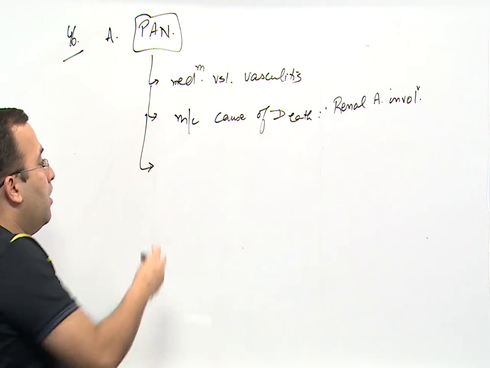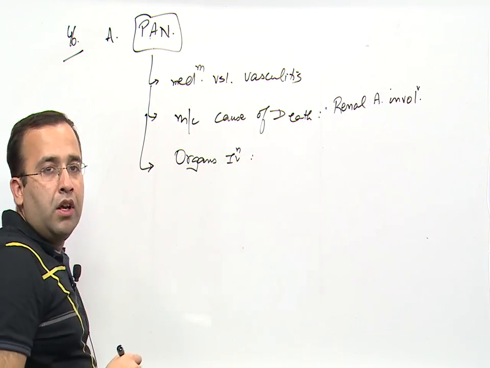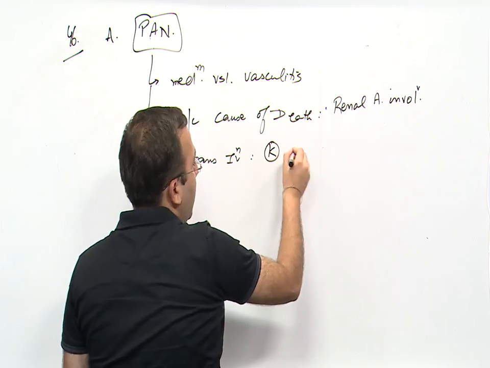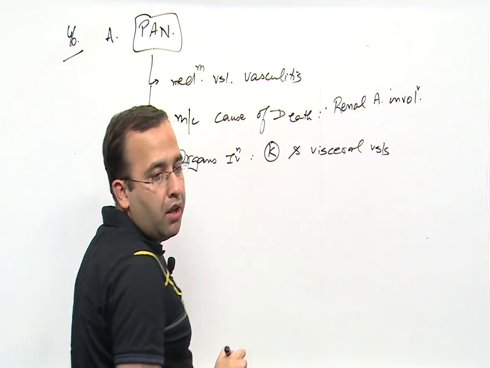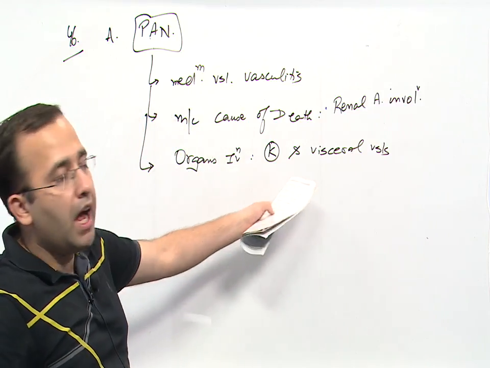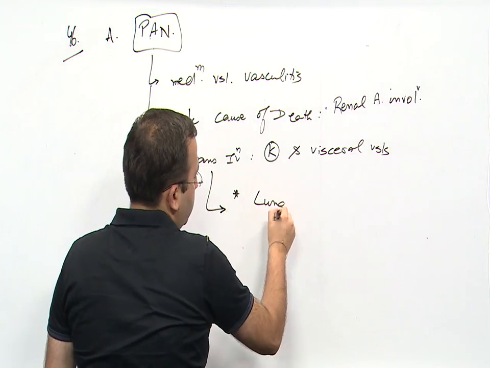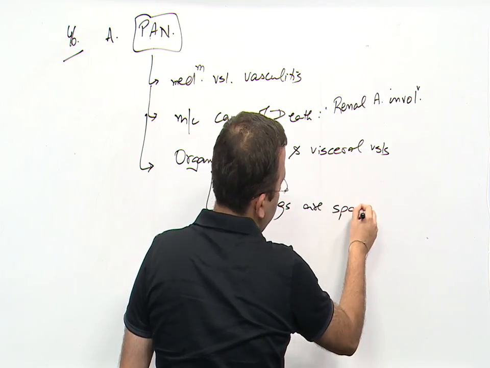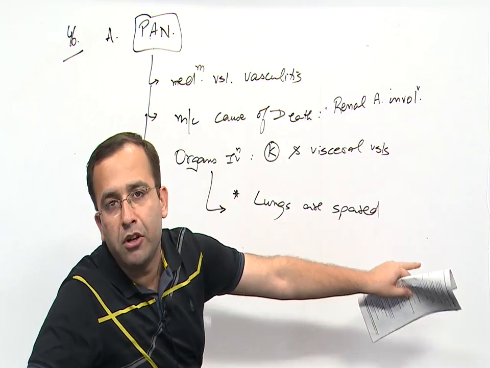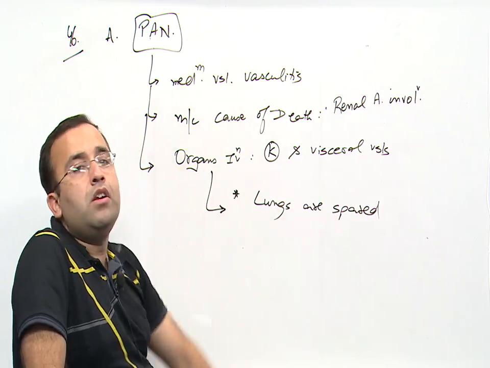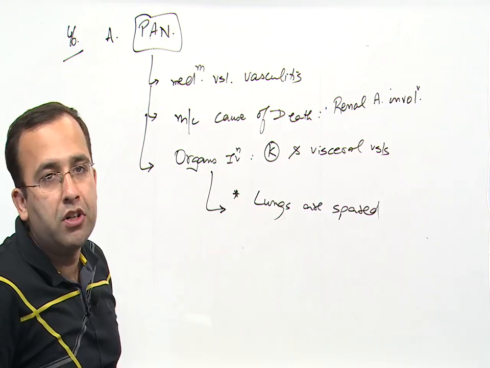Next point, PAN, organs involved. It affects the kidney and visceral vessels. Extremely important point, lungs are spared. This is extremely important. Lungs are involved in microscopic PAN, but they are spared in PAN. Plain and simple. So these are the main points with polyarteritis nodosa.